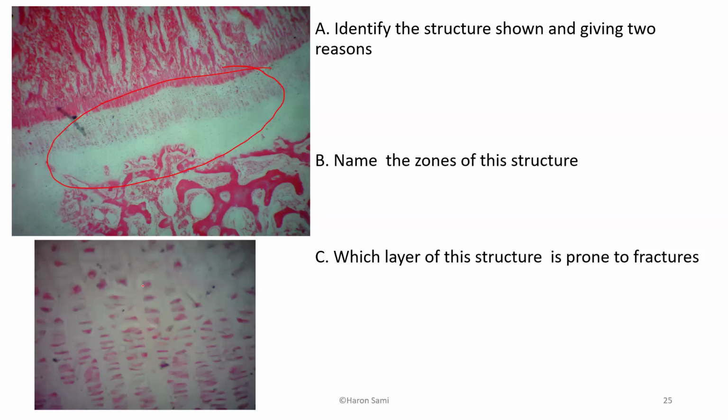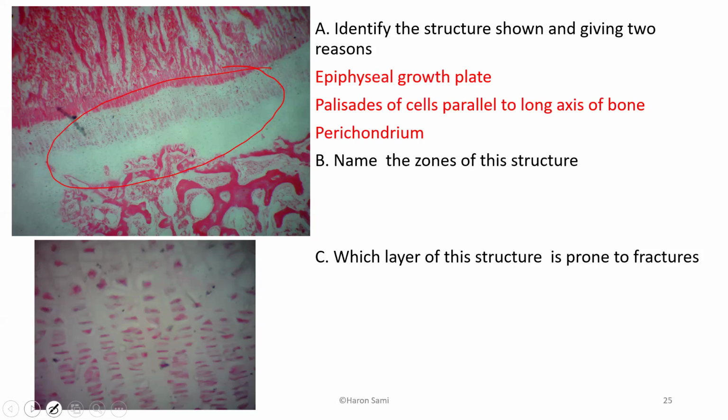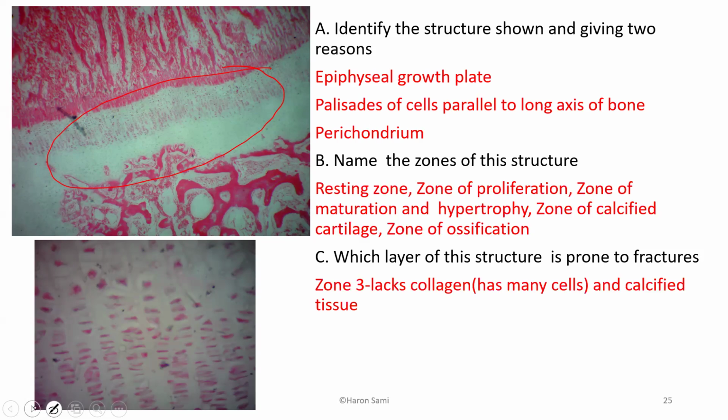Very good. Which of those zones is the weakest and hence prone to fractures? It's the zone of hypertrophy, okay? Because the cells there are not calcified. There is no calcium, so it's the weakest. So it lacks collagen as well.